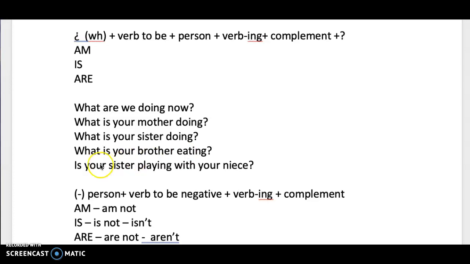Okay, let's continue. Is your sister playing with your niece? Okay. This is optional. Remember, the WH question is optional. You can ask questions like this. Is your sister playing with your niece? ¿Está tu hermana jugando con tu sobrina? Okay, very good. Let's continue.